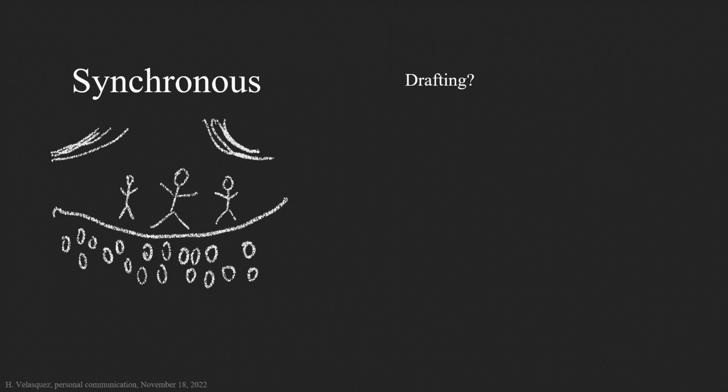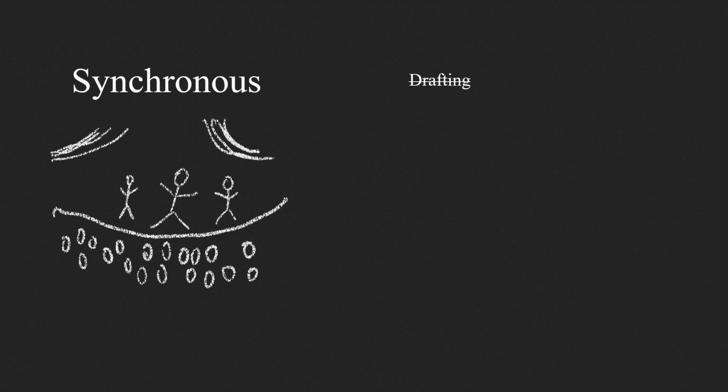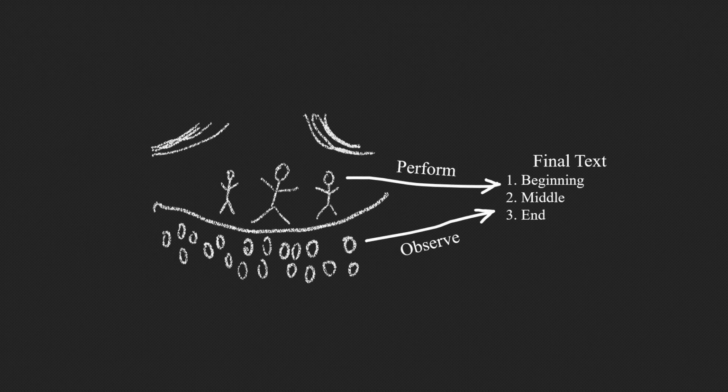An actor in an improv theater troupe explained it to me like this. You have literally no time to mull over how you should shape the narrative. A lot of the time, it just comes to shaping it however you can in that moment, and then reckoning with the effects of that after the fact. But if drafting in improv theater is non-existent, what can we say about finalising? Well, finalising in improv theater is synchronous. The final text of a performance is defined by what the actors perform and what the audience observes. The actors create their final work live, and the audience experiences this final text at the same time and in the same order.